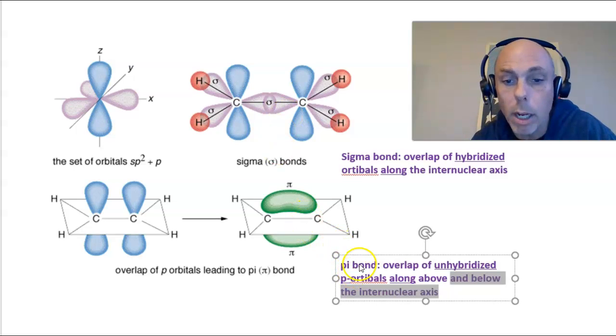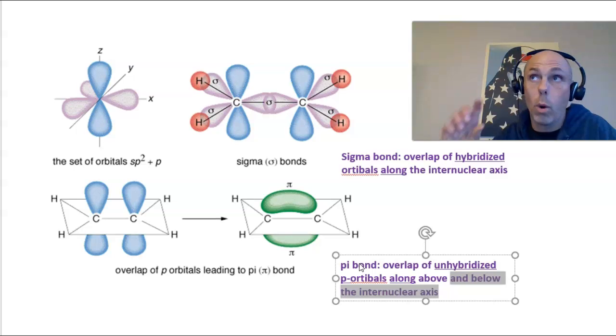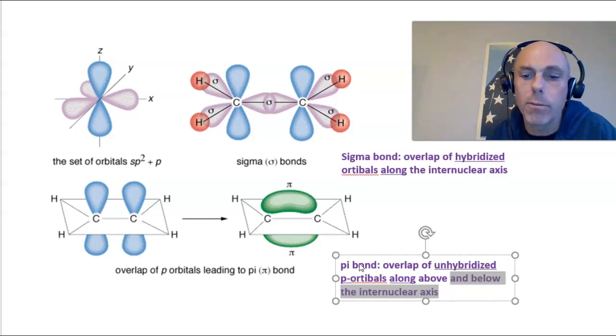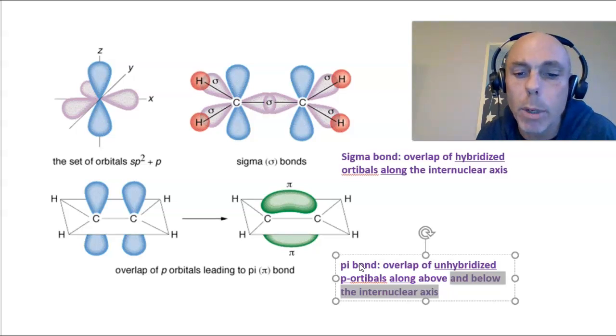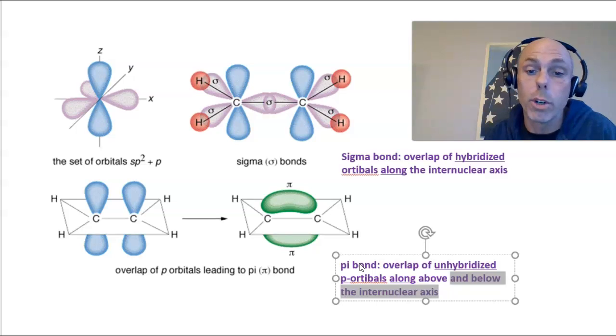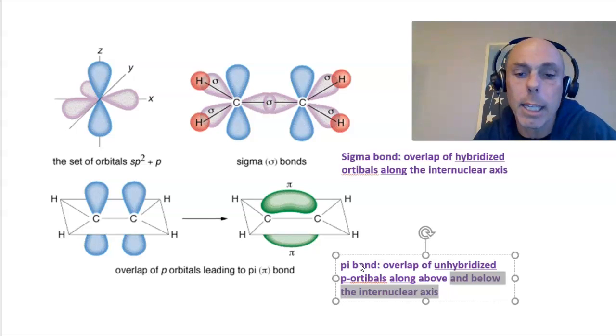A pi bond, though, which will always be the second bond in a double bond, or the second and third bond in a triple bond, comes from the overlap of unhybridized p orbitals above and below the internuclear axis. Or if there's an additional pi bond, if there's 2, then one would be above and below, and the other would be in front and behind the internuclear axis. So that's a quick review of sigma and pi bonds, and then we'll try to cut to the chase here with another chart.